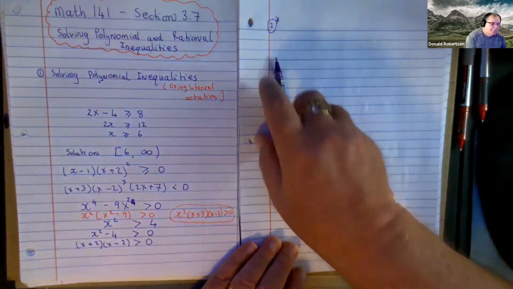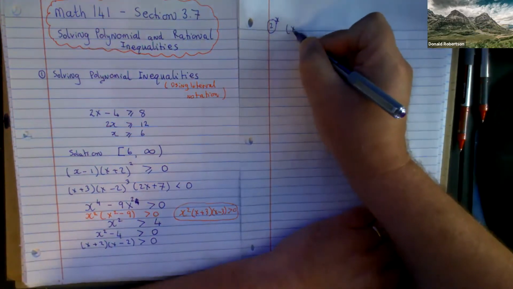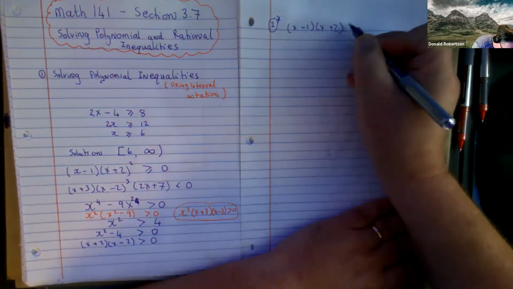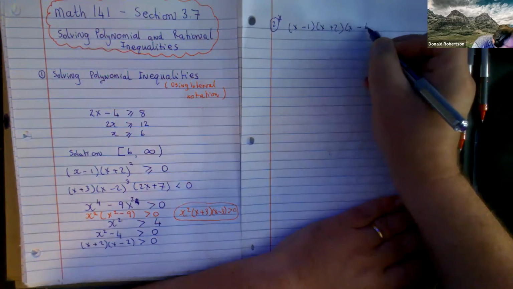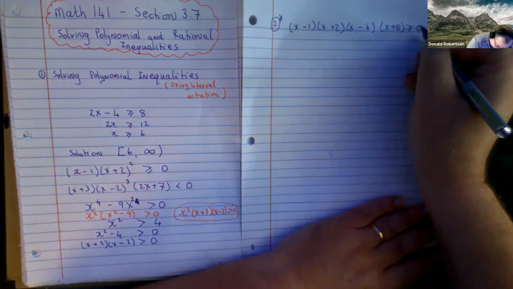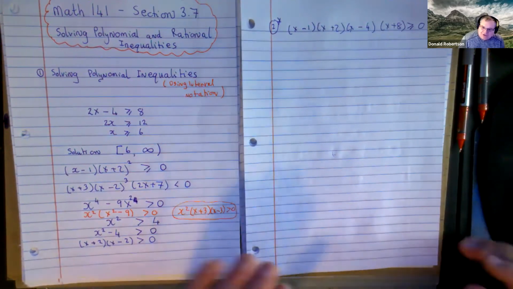Take me a few moments. Here we go. So I want to do question 2. It's nice and factored, which is good. We like that. Okay, so you're going to get kind of the sped up version of this one.